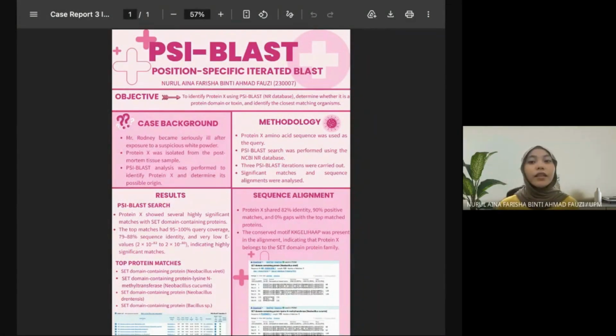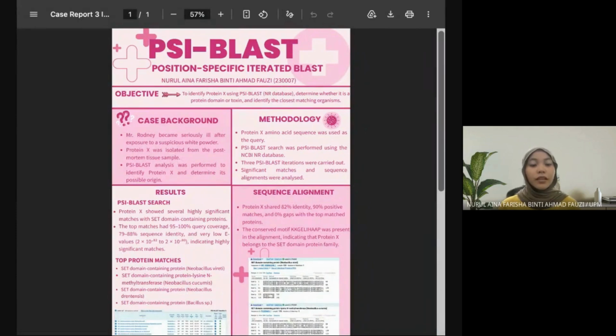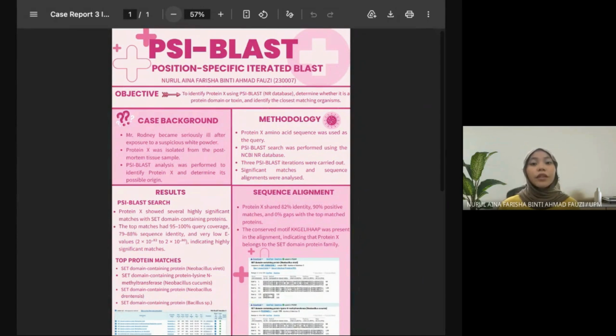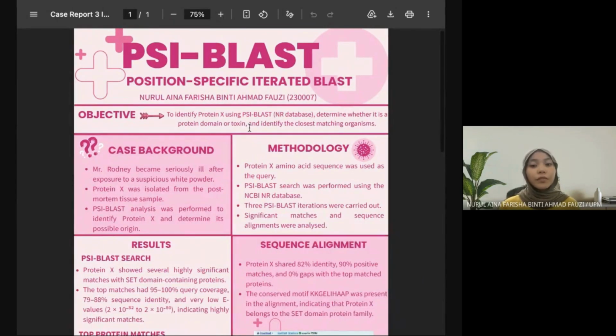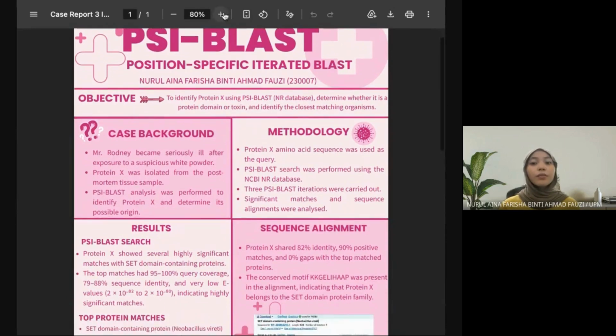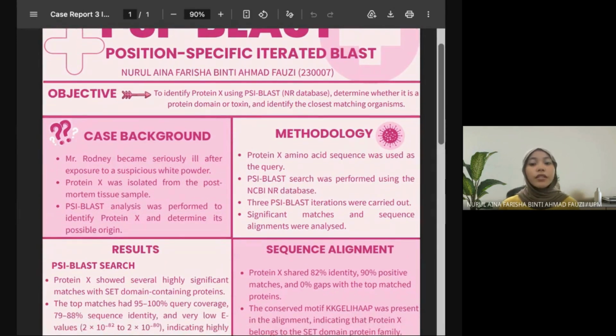Okay, next, I will present our third case report on position-specific iterated BLAST, PSI-BLAST, which was used to identify the unknown protein X. In this case, Mr. Rodney became seriously ill after being exposed to a suspicious white powder. During the post-mortem examination, an unknown protein X was isolated from the tissue sample. Therefore, PSI-BLAST was used to identify the protein and its possible origin.